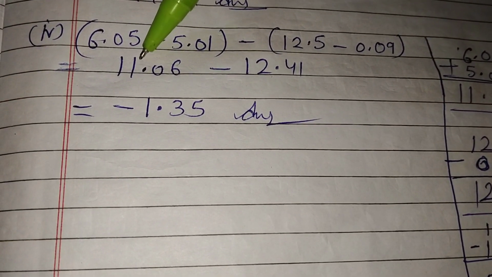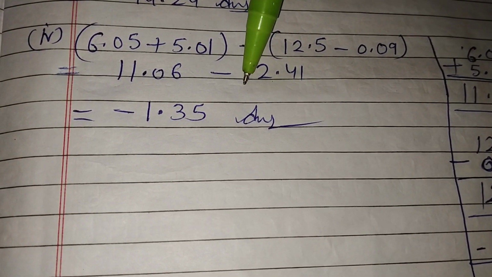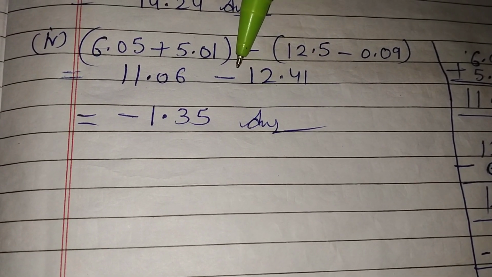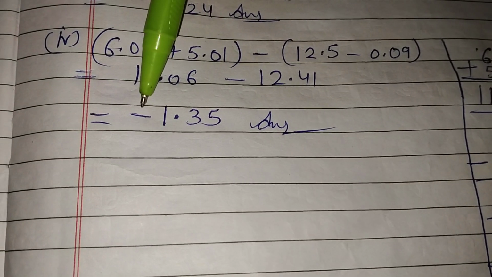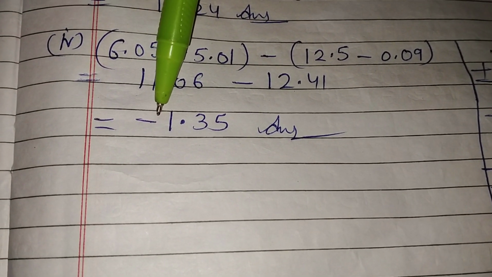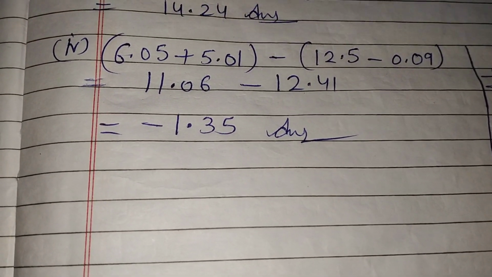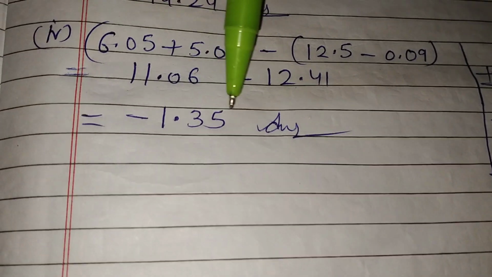After that, whenever you subtract these two, you will see this is the greater decimal number and this is negative. It means with the answer you will write the minus sign also. Actually we already know that the sign of the greater value will come with the answer. This is the answer, minus 1.35.